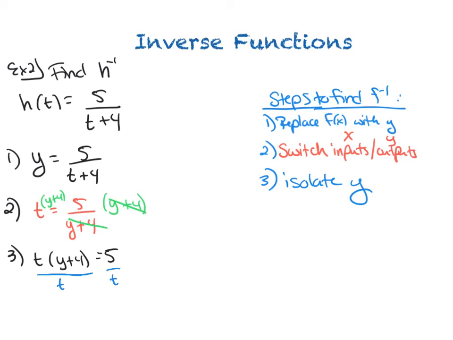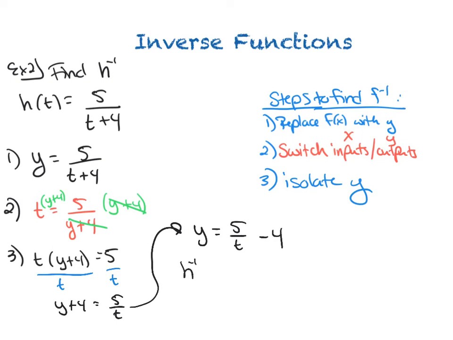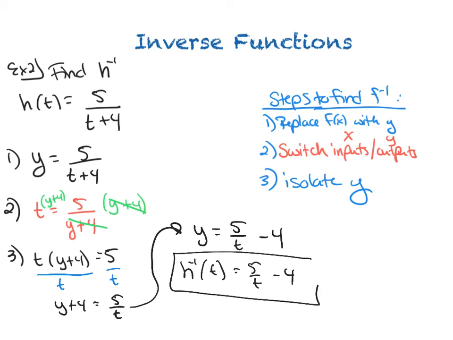So now we have y plus 4 equals 5 divided by t. And that final step, subtract 4 from both sides. So we have y equals 5 over t minus 4. Or in other words, h inverse of t is equal to 5 over t minus 4. Great. Let's do one last example.